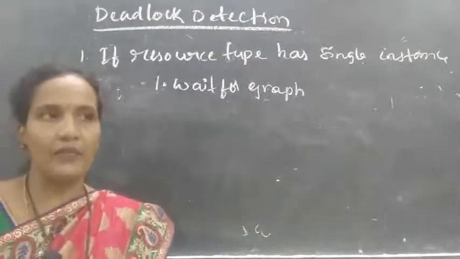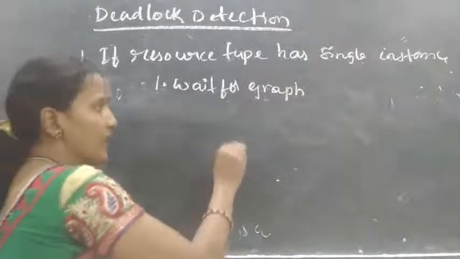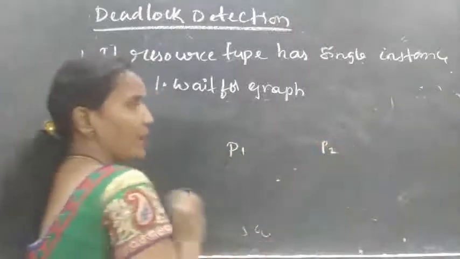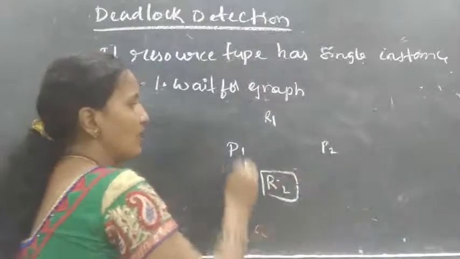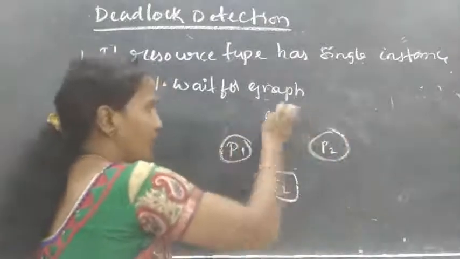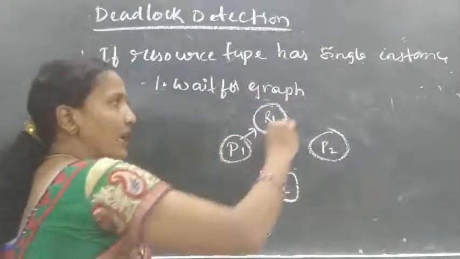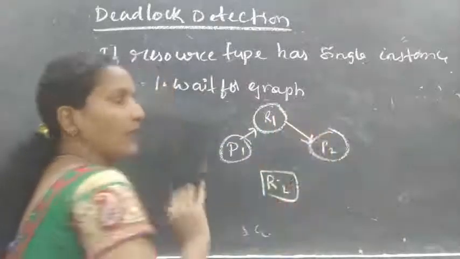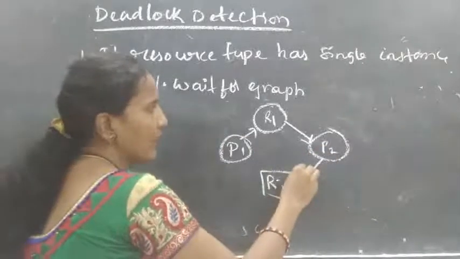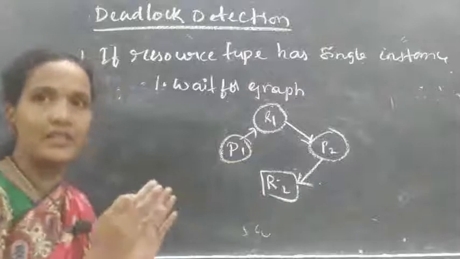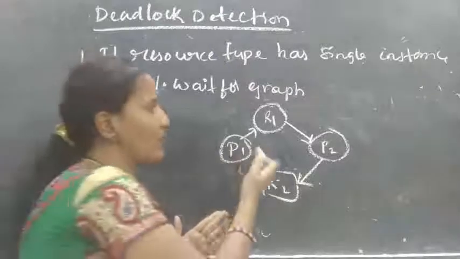Actually, how is a wait-for graph constructed? For example, here process P1 is there, process P2 is there, and this is R1, this is R2. These two are resources and these two are processes. Process P1 is requesting R1, and R1 is held by P2. Then P2 is requesting R2. This is a simple graph. So how do we construct a wait-for graph from this graph?